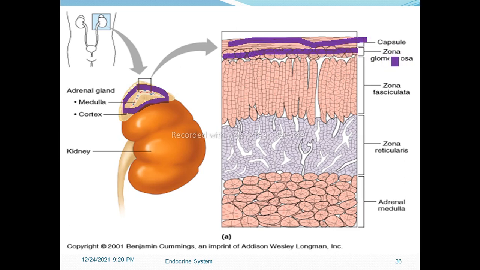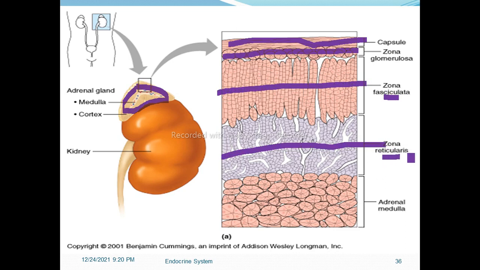zona glomerulosa, whereas this region is known as zona fasciculata. This region is known as zona reticularis, the third area. So the region which is found above this is known as the adrenal cortex, whereas the lower part is known as the adrenal medulla. So histologically, using a microscope, it appears just like this.